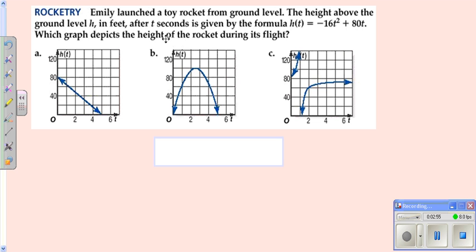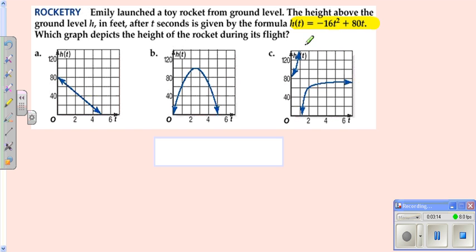Here we have a toy rocket that's being launched, and the formula is given to us by negative t squared plus 80t, and we want to know which one of these graphs is going to work. Well, we know this is linear. However, when you look at your function here, is it linear? We would say no, because it has an exponent of 2.